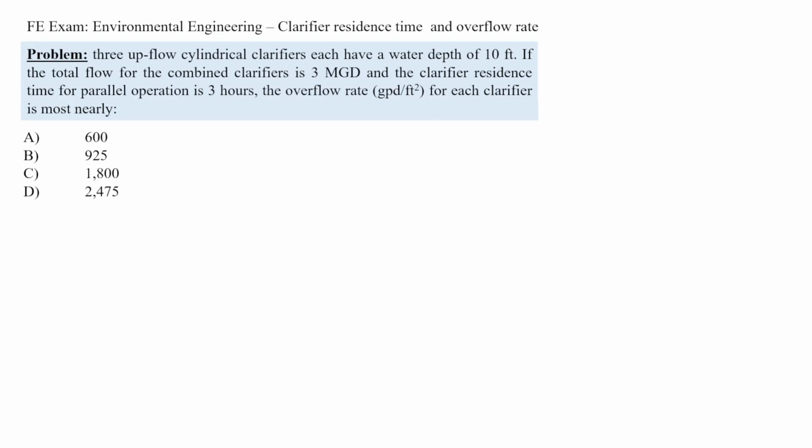Okay, so we have 3 cylindrical clarifiers and each has a water depth of 10 feet, and the combined flow is 3 million gallons per day. That means each tank will have a flow equal to 1 million gallons per day. We need to find the overflow rate.